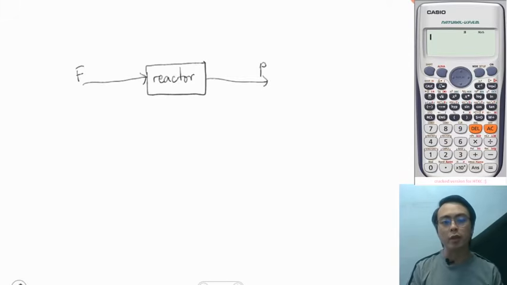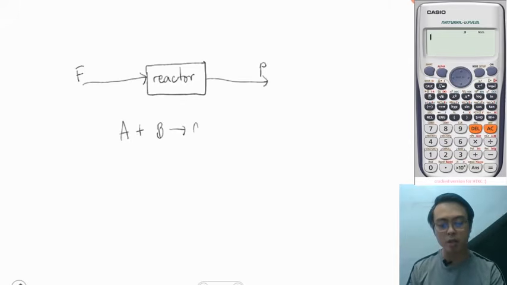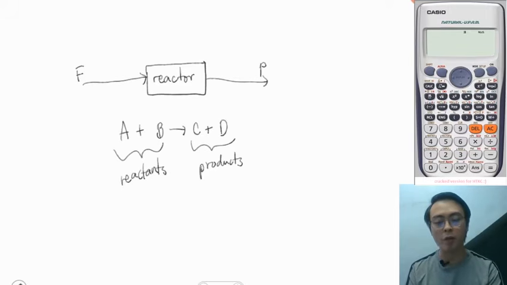Since we are dealing with a unit with a chemical reaction, let us write a hypothetical chemical reaction: A plus B yields C plus D. In this case, A and B are our reactants, and C and D are our products. In deciding what's the feed and what's the product, the reactants would be part of the feed, and the products of the chemical reaction would be part of the product of the reactor.